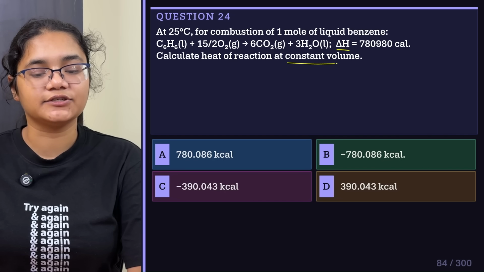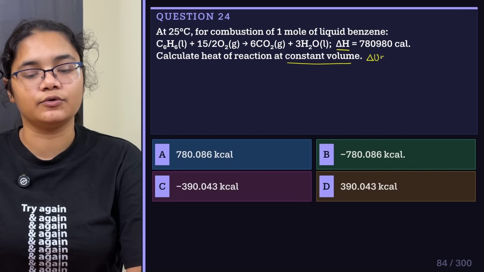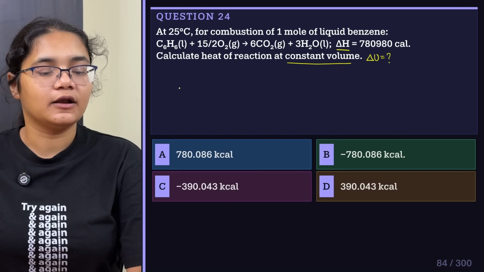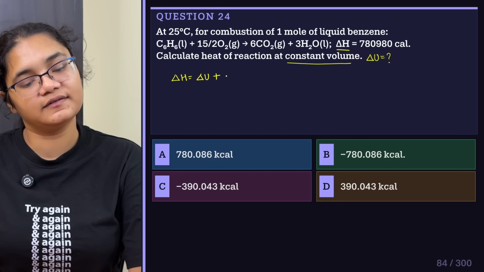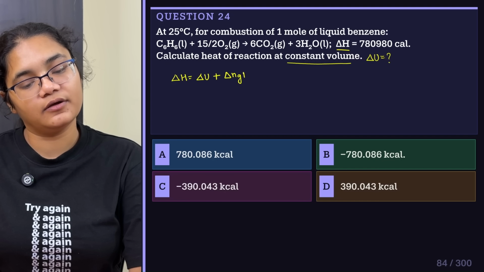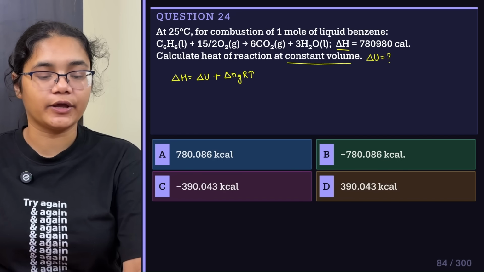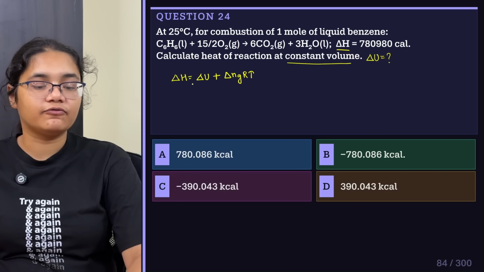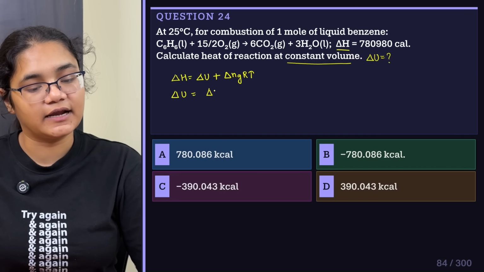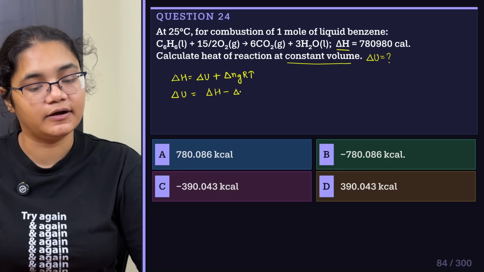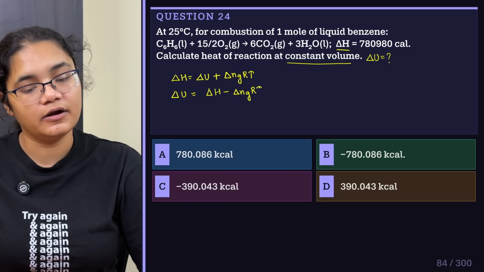Next, at 25 degrees Celsius, for the combustion of 1 mole of benzene, this is the value of delta H. Calculate the heat of reaction at constant volume. That means it is asking you to calculate delta U here. Now you can see delta H is equal to delta U plus delta Ng R T. So I'll write down the formula for delta U. Then it is delta H minus delta Ng R T.